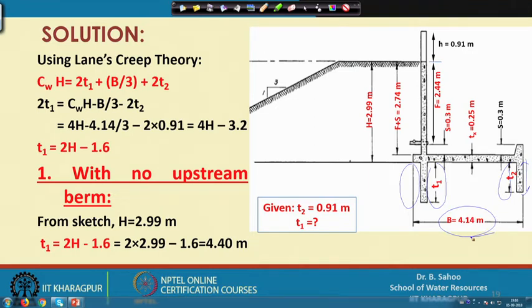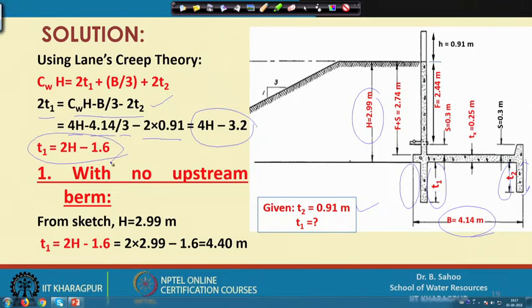So, by solving this, you will get 2 T1 equal to Cw H minus B divided by 3 minus 2 T2, and H I have kept here without putting this value. So, that we can do later on. So, B equals 4.14 divided by 3 minus 2 into 0.91, because T2 is given as 0.91. So, we will get 4H minus 3.2. Now, T1 will be equal to 2H minus 1.6.